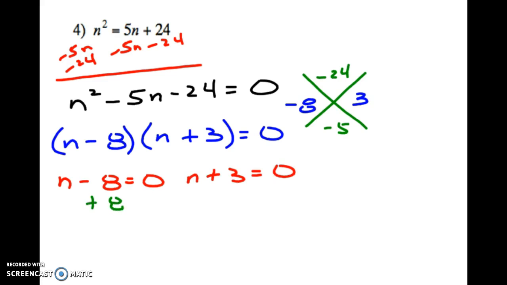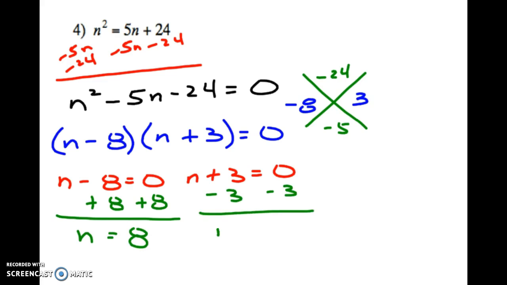Some people may be noticing basically all you've got to do is switch the signs on the parentheses. That is correct, and that will get you to your answer a little bit faster, although you've got to be careful about this, as you will see in the next couple problems. So for this one, you will see that the answer is n equals 8 and n equals negative 3.